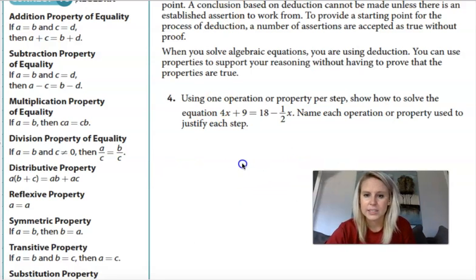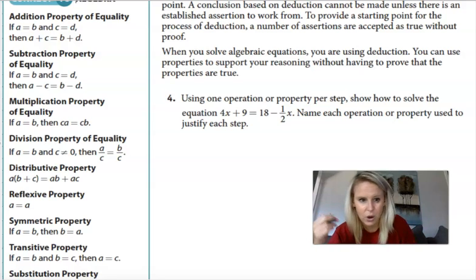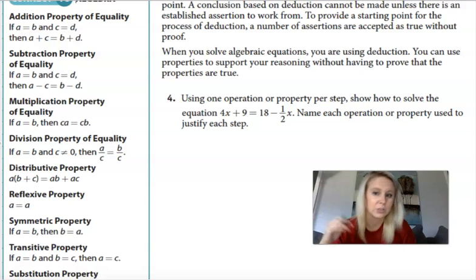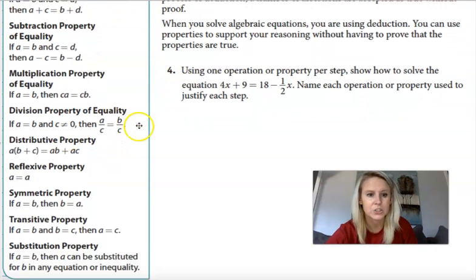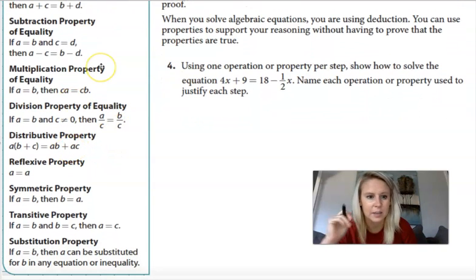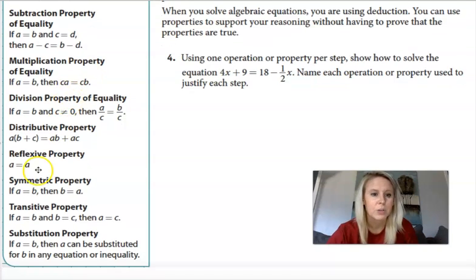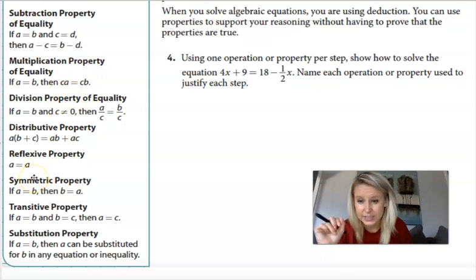Subtraction property of equality is the same thing. If you use subtraction, multiplication property of equality, division property of equality, if you multiply to both sides, if you divide to both sides, those are the properties we're using. Distributive property, again, we've seen that in middle school a lot. Reflexive property is when you have the same on both sides.